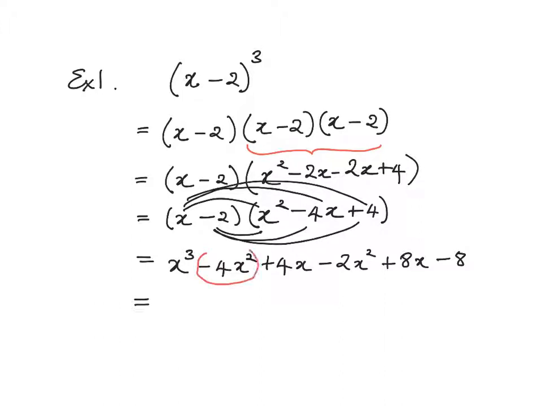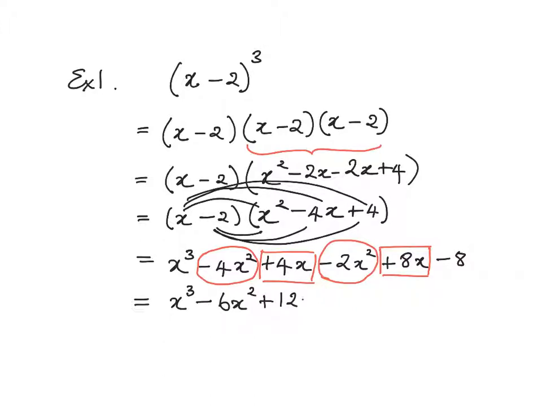Gathering together like terms, here's a squared term here, here's another squared term. Here we have a term with an x and another term with an x. So what do I have then? I have x cubed minus 6x squared plus 12x and a minus 8 at the end.